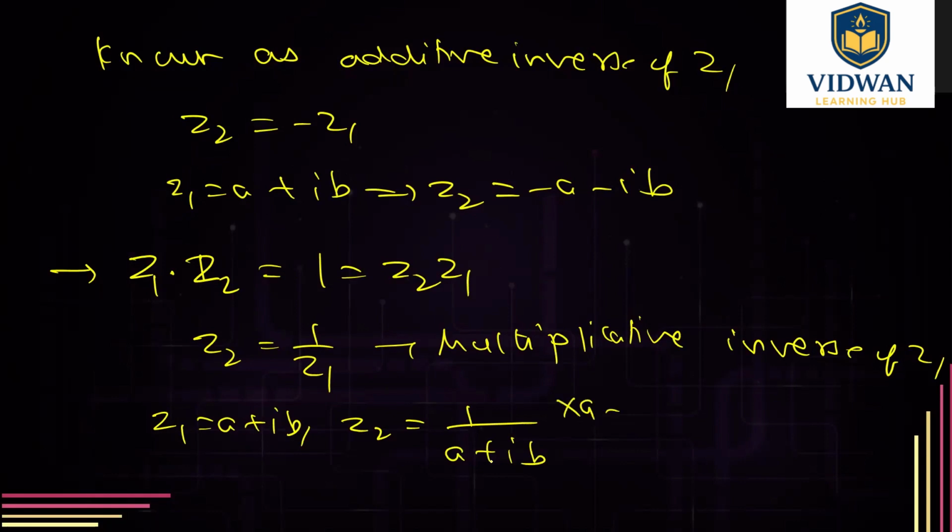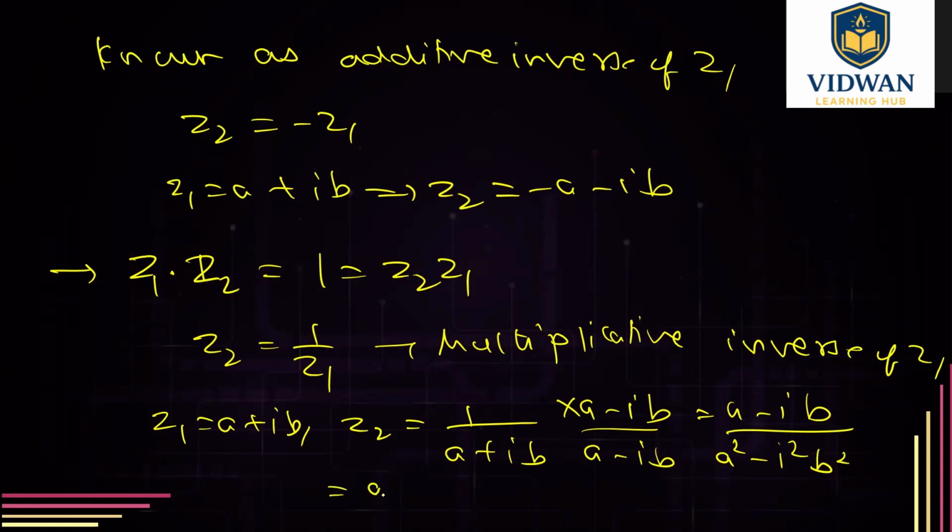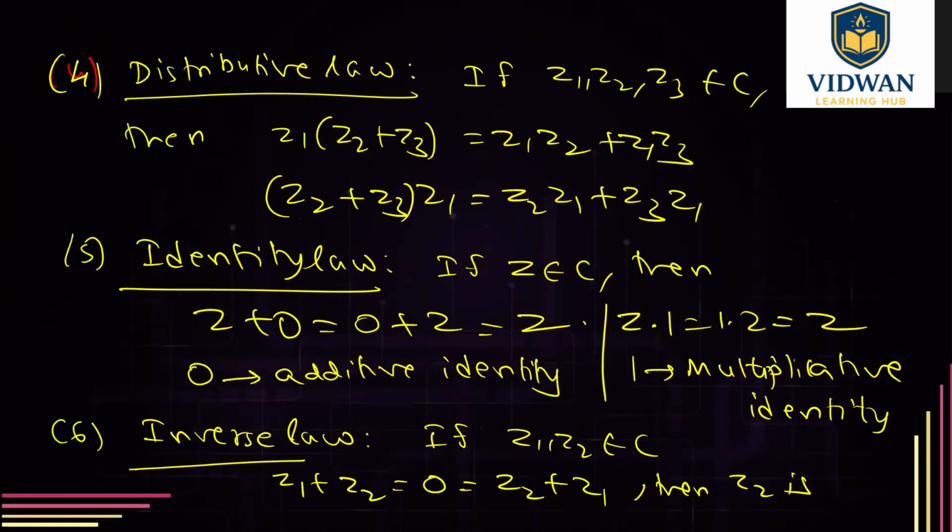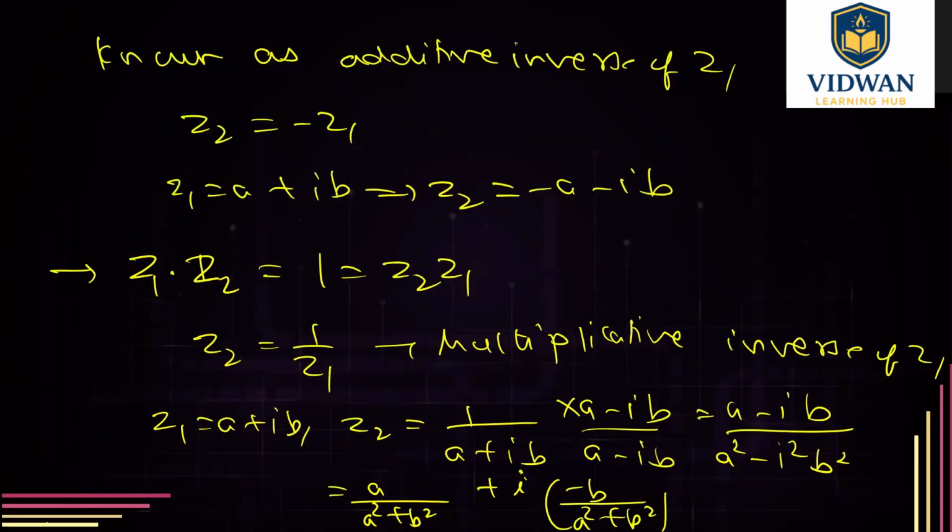We multiply and divide by the conjugate A minus iB. Then we can write this as A minus iB divided by, in the denominator, the product, which will be A square minus i square B square. Writing i square as minus 1, you can write this as A by A square plus B square plus i times minus B by A square plus B square. The negative sign you can write here. This is the multiplicative inverse of A plus iB. So that's about the laws of complex numbers. These are the laws we can write for complex numbers.